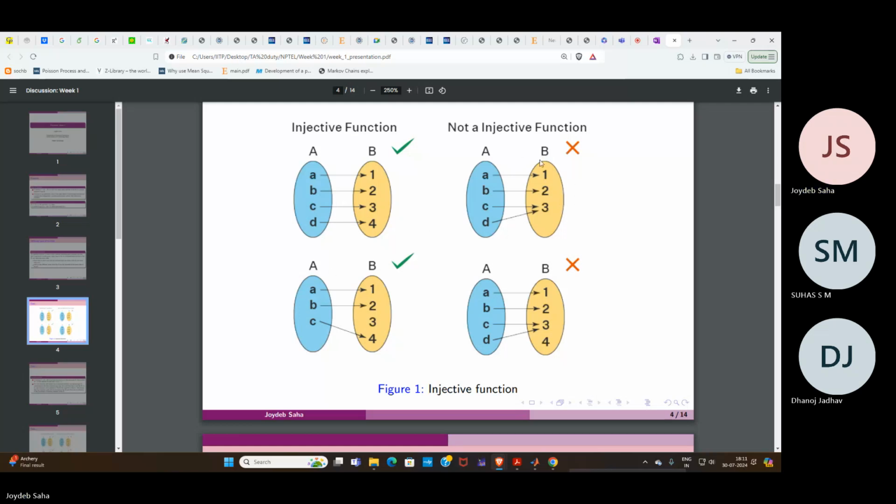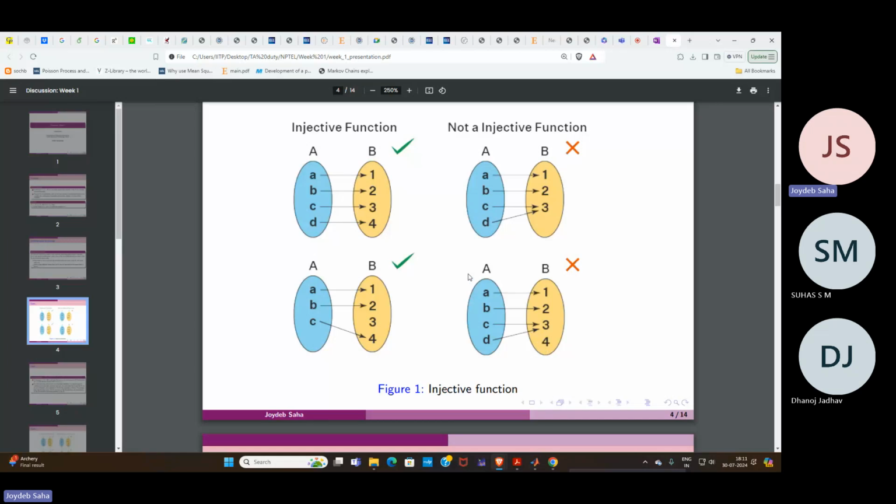But if this is the case, A has A, B, C, and D, 4 elements. B includes 3 elements, 1, 2, and 3. A is mapped with 1, B is mapped with 2, and C and D both are mapped with 3. Come to the fourth example. Same thing is here. A is mapped with 1, B is mapped with 2, C and D both are mapped in 3. But 4 has no pre-image.